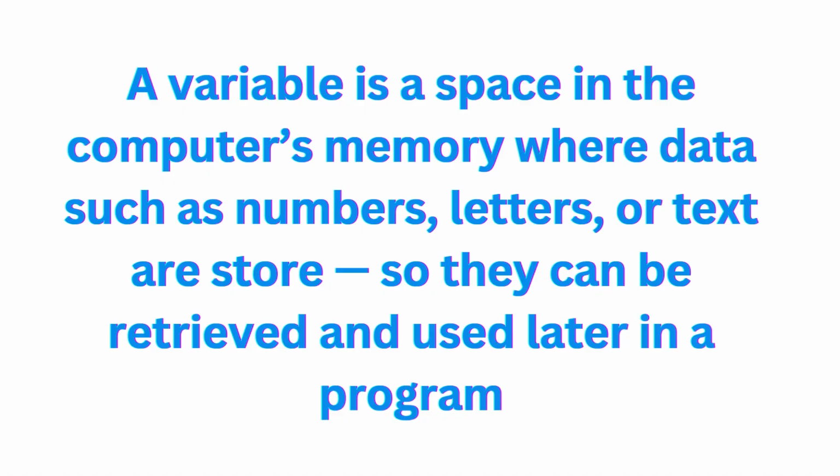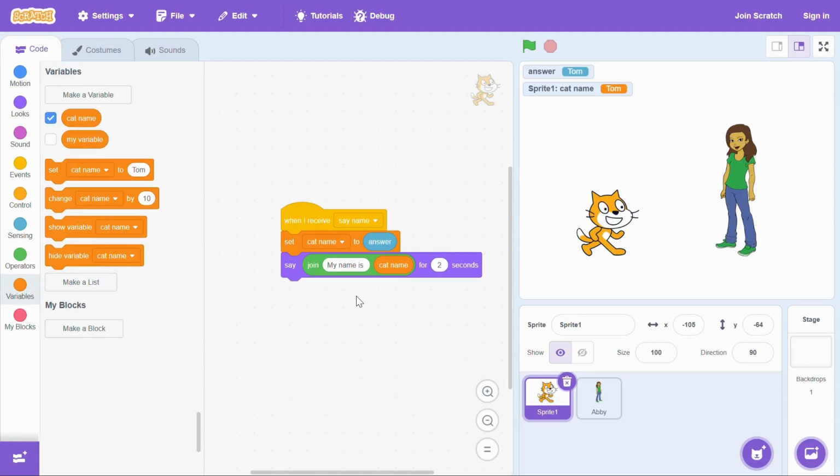A variable is a space in the computer's memory where data such as numbers, letters, or text are stored so they can be retrieved and used later in a program. Now that we have gotten a proper definition of what a variable is, let's learn more about variables in Scratch.